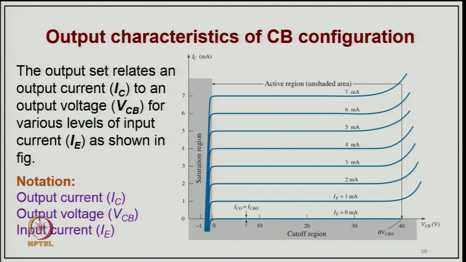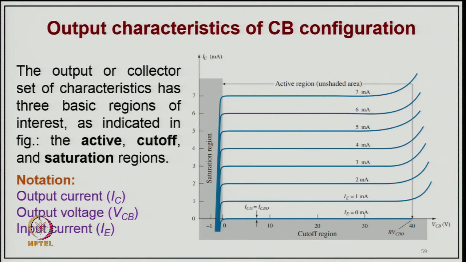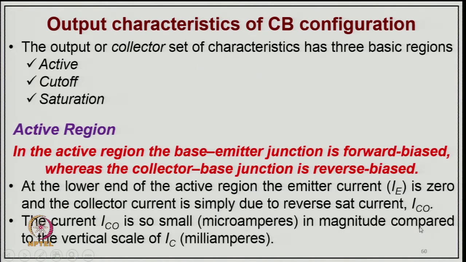So this is how the output characteristic looks. This output characteristic of the common base configuration, the output collector set of characteristics, has three basic regions, which I already mentioned: the active region, the saturation region, which is shown shaded here, and this is the cutoff region.